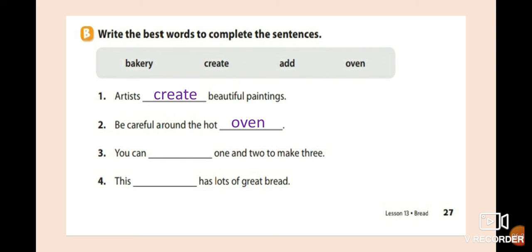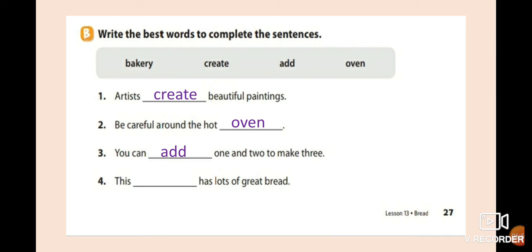So for that reason, maybe your mom, when you are in the kitchen, tells you, be careful around the hot oven. Number 3, you can add 1 and 2 to make 3. That means this one is an addition in mathematics. If you add 1 plus 2 equals 3.